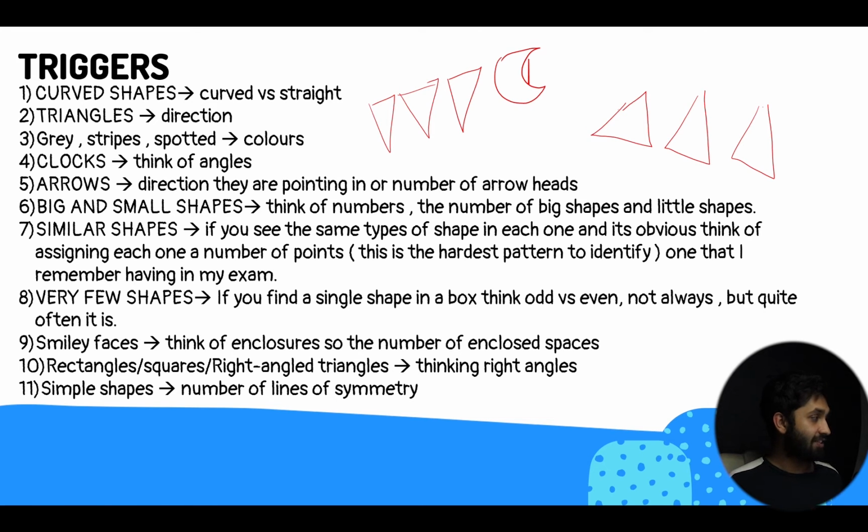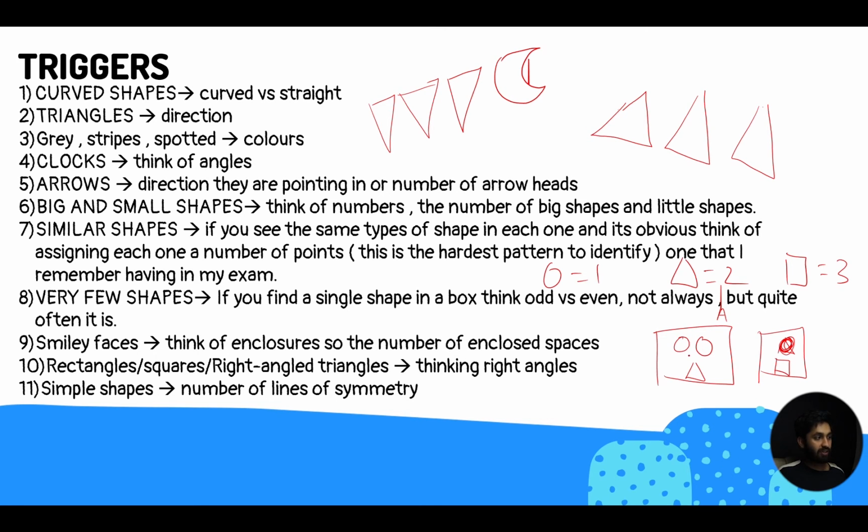Number 6, big and small shapes. So think of numbers, the number of big shapes and the number of little shapes. Number 7, this is the most difficult pattern throughout the whole abstract reasoning section, and it did come up for my UCAT exam, but because I practiced a lot and I recognized this pattern, I was able to attempt this. If you see the same types of shape in each set, so in each box, and it's obvious to you, well then think of assigning each of those shapes a number of points.